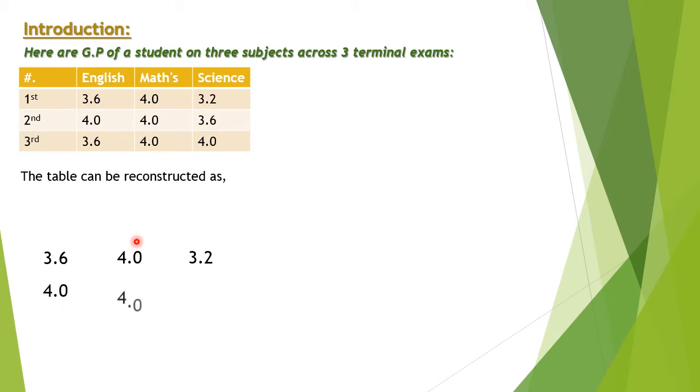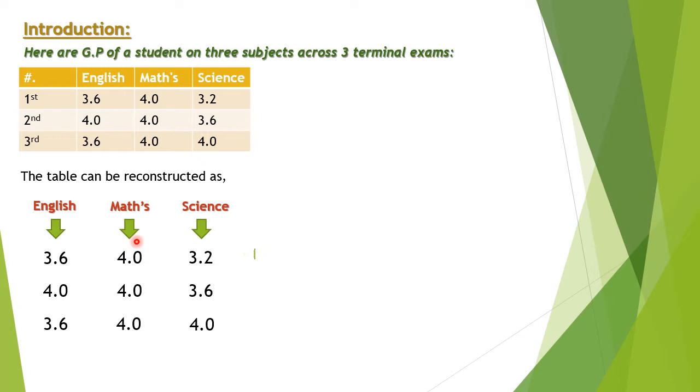These are the GPs. Here you can see table boundaries are removed, and it is just written in a different form. Nothing is done actually, table boundaries are removed. Now you can see English on this vertical line, the GP obtained on subject English, math on this vertical line, and science on this vertical line. Also you can see the grade point obtained on first term, grade point obtained on second term, grade point obtained on third term.